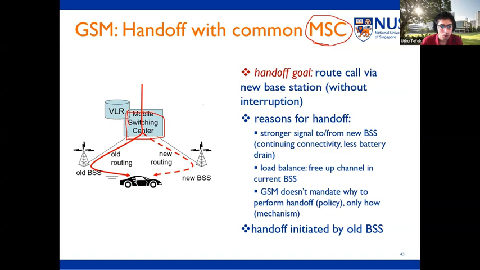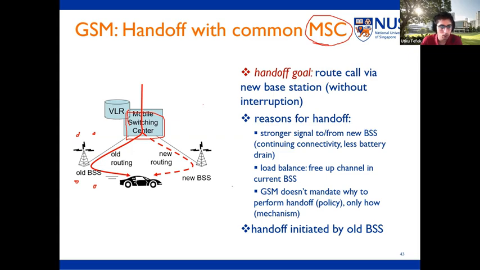It can also be due to load balancing. If this old base station has too many users around, it may want to free up some channels so it can send this mobile user to a new base station. Or it can be due to some cell size adaptation. If this old base station has a very large cell serving too many users and the new base station has very few of them and has available radio resources, that can happen.